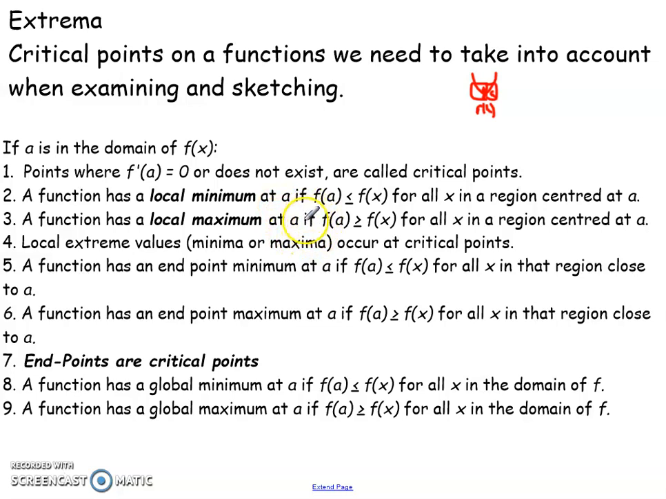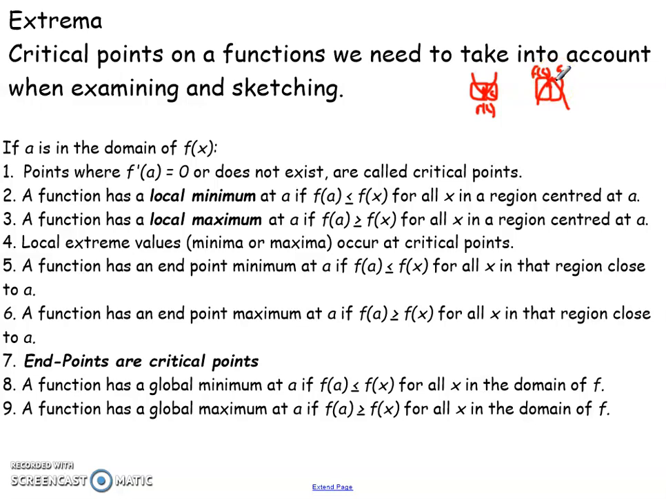Same logic, but flipping the sign the other way around, it's a local maximum if f of a is bigger or equal to f of x in that region. So again, imagine turning it that way. There's my point A. If I did f of a, I'd get the value in the height there. But if I looked at any of the values around there, and I did f of x of any of those, they would all be less than that value. So it's a local maximum.